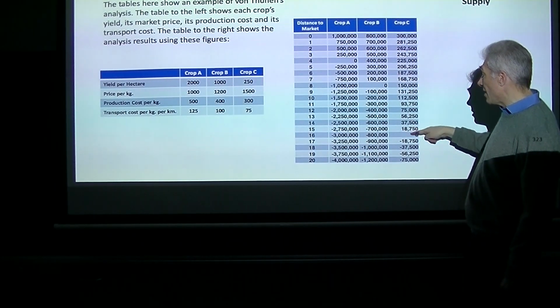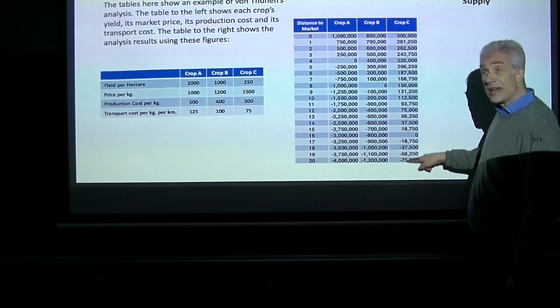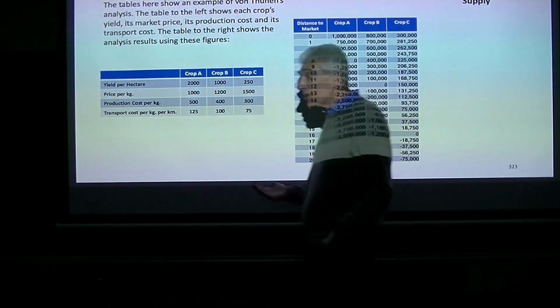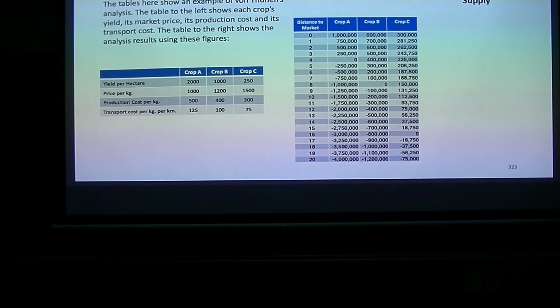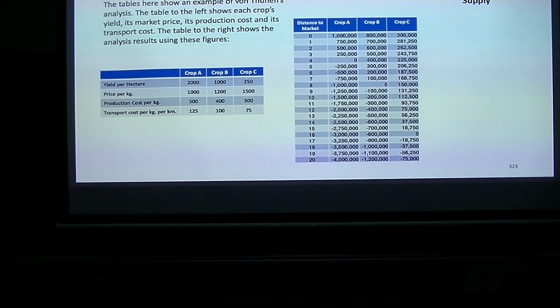Crops all the way out. Crop C out to here, 16 kilometers out. Beyond that, there's no land use. That's what this means. If it's negative, there's no bid. It's a negative bid. Nobody wants to be there. The land has no value. And that's where land values essentially come from.